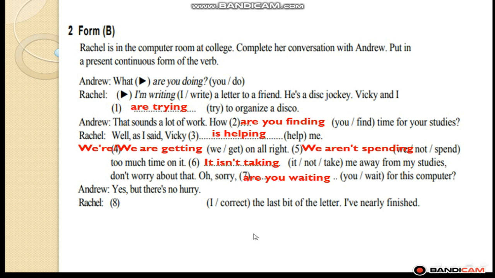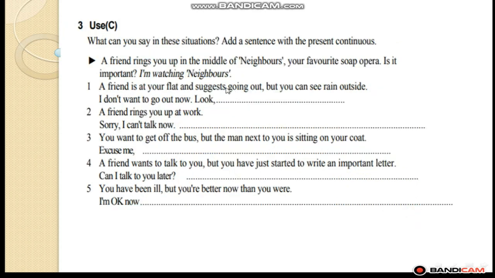We have a question mark here. So from the question mark we guess that this has to be a question. Are you waiting for this computer? Andrew: Yes, but there is no hurry. Rachel: I am, or I'm correcting the last bit of the letter. I've nearly finished. We have the third exercise.